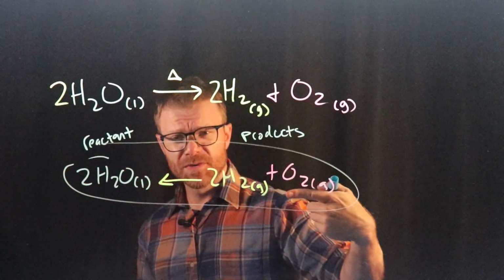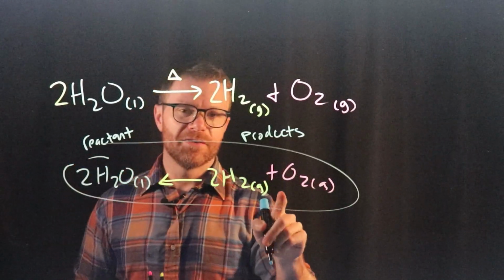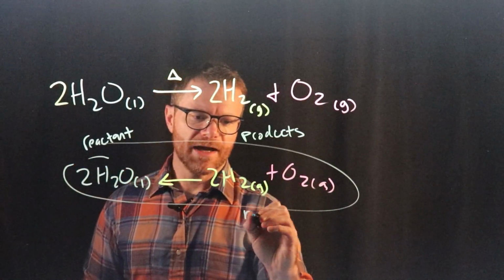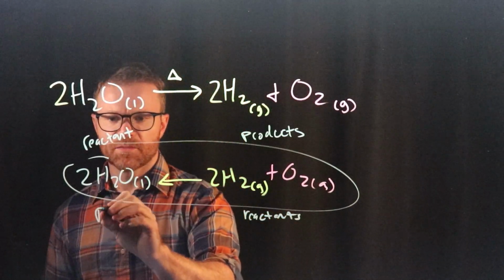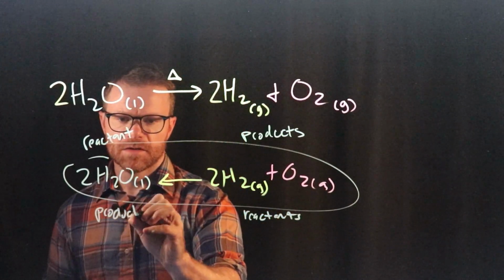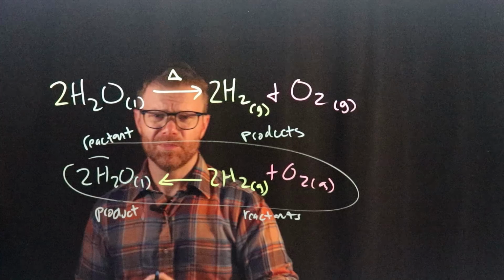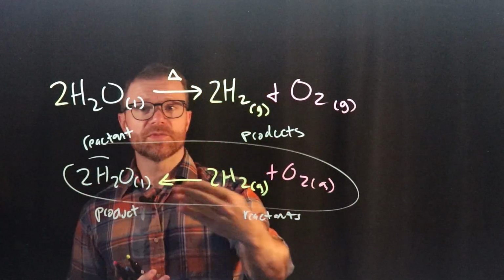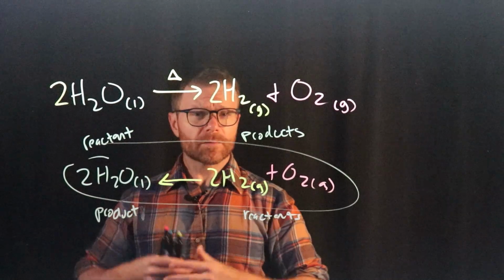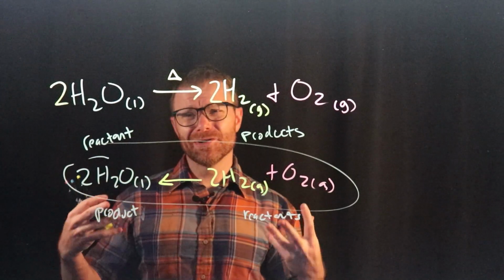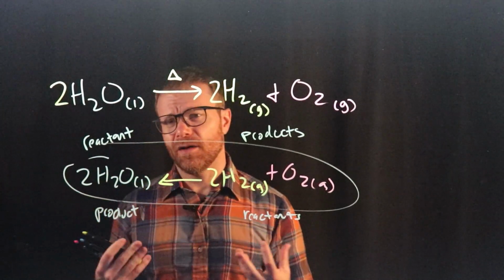And because the arrow is pointing that way, now these guys here are our reactants, and our water is our product. So some chemical reactions, but not all, are reversible. They can run one way and then run the opposite way. The important thing is that the energy balance is equal and opposite.